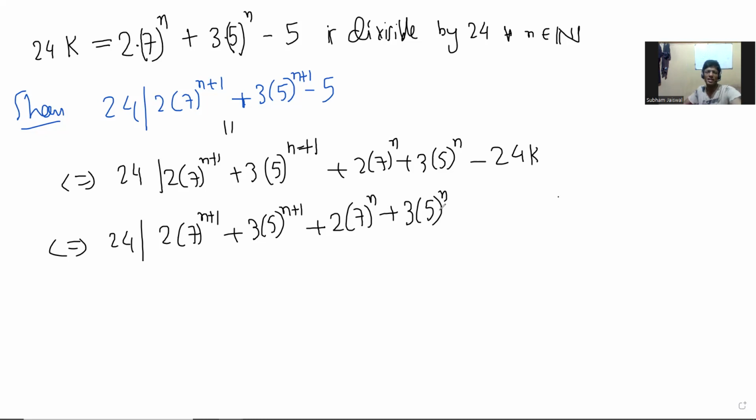So does this look any easier than the original question? Yes or no? Yeah, but we can make it work, I think. But the question now is how do you show that this is divisible by 24? It doesn't seem any easier.